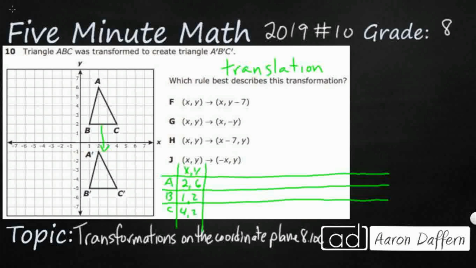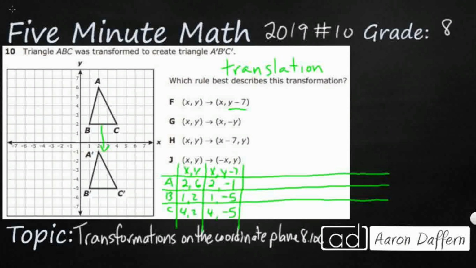So let's see what happens if we do X, Y minus 7, starting with A. Well, that could work. Take your Y and just take away 7. Your X stays the same, so I'm just going to keep that there. So Y minus 7. 6 minus 7 is negative 1. 2 minus 7 is negative 5. 2 minus 7 is also negative 5. So for A prime, did we get 2, negative 1? Okay, that looks good. 1, negative 5. Yeah, that actually looks like we did okay. Looks like we just slid it down 7.